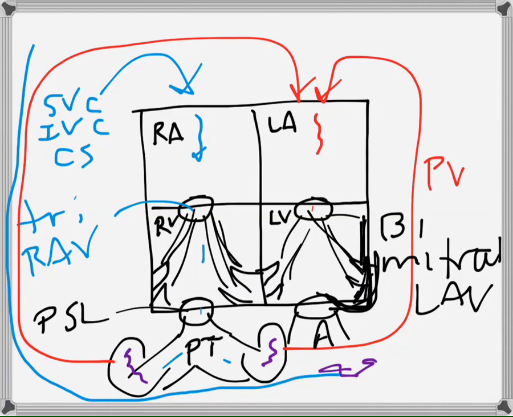And if it's coming from the head or the hands, it would drain back into the superior vena cava. If it's coming from the trunk or the legs, to the inferior vena cava. From the heart muscle itself, it would be coming back in from the coronary sinus.